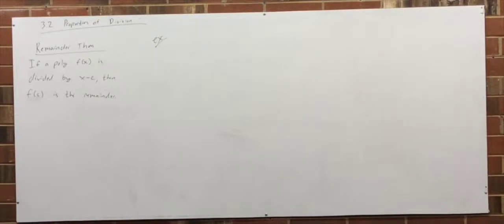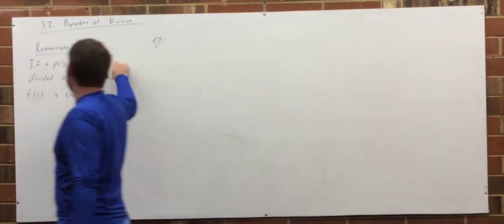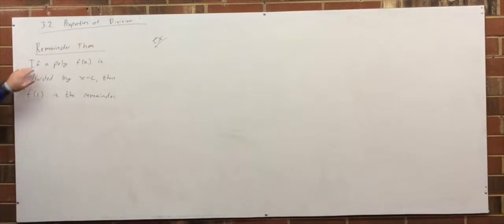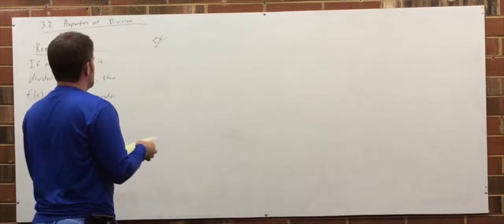Alright guys, this is 3.2 part 2. We left off video 1 with the remainder theorem, which stated if a polynomial f of x is divided by x minus c, then f of c is the remainder when we do that operation. So let me give you an example here of how the remainder theorem works.